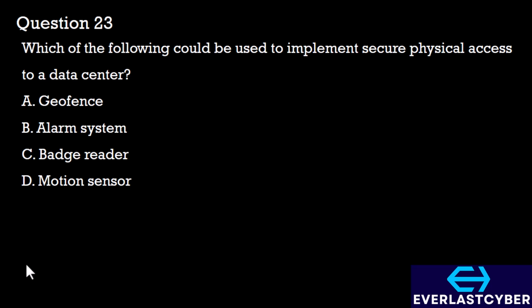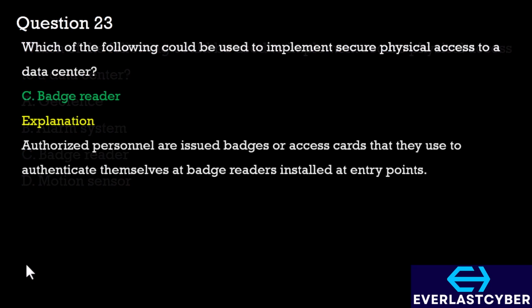So with respect to the question we have here, in order to implement secure physical access to a data center, the badge reader, option C, could be used. Authorized personnel are issued badges or access cards that they can use to authenticate themselves at the badge readers installed at entry points. This will ensure that only authorized individuals with proper credentials can gain access to the data center, which is a sensitive area.